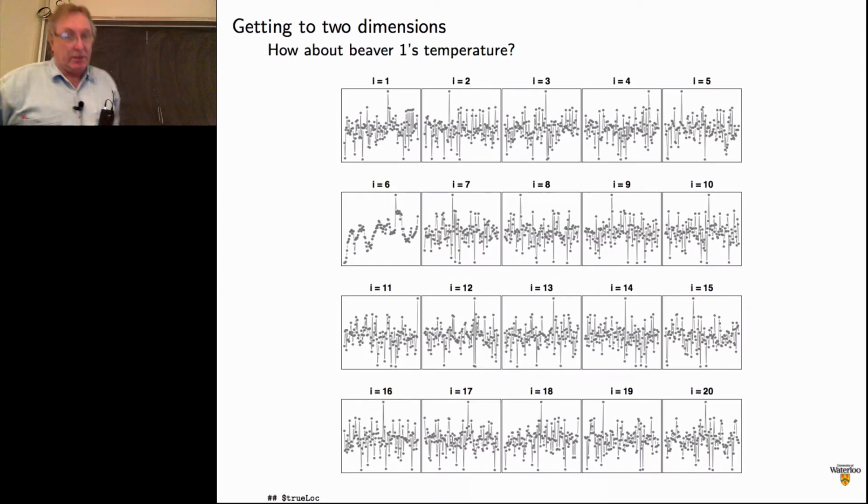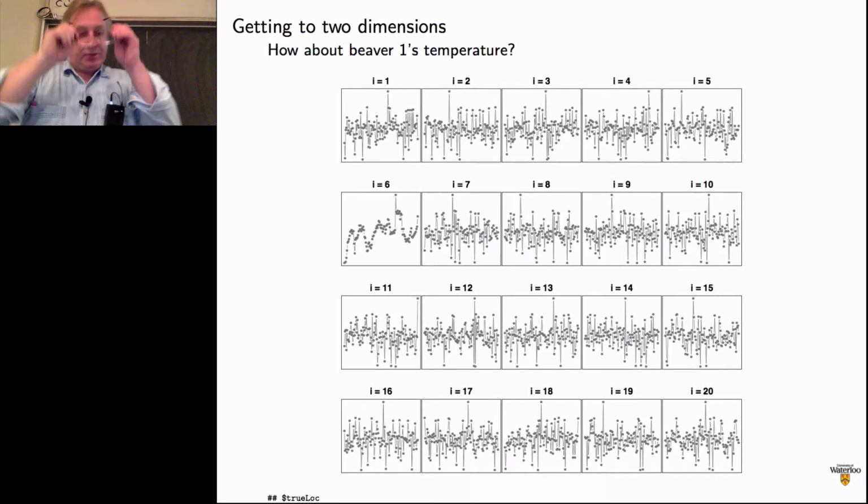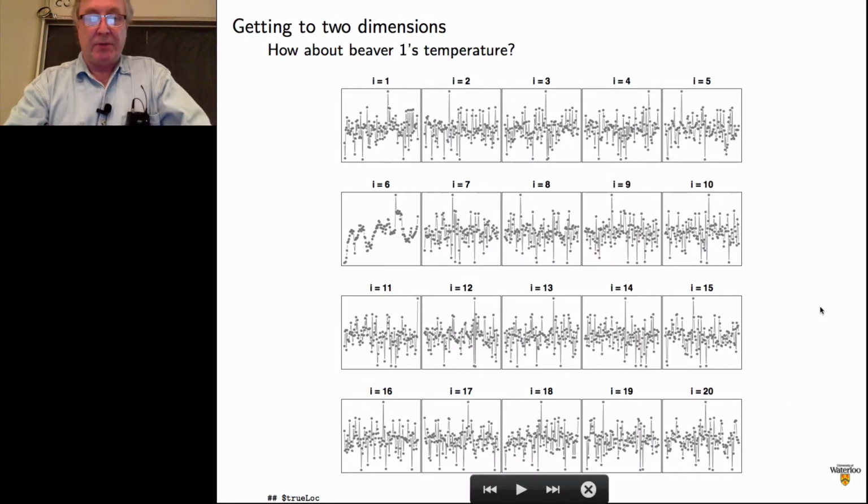So how about Beaver 1's temperature? I'm looking at Beaver 1 and I'm shuffling it. Anybody have a guess which one's the real data? It's kind of obvious, right? So definitely order matters there, the order of the observations for the beaver's temperature. They are coming in order. The temperature is going to be changing smoothly, not randomly jumping all over the place like the shuffling would suggest.